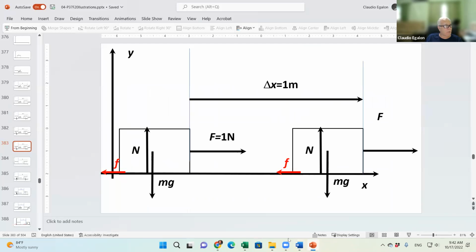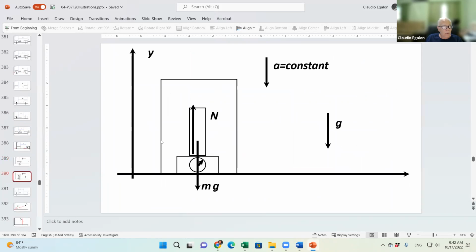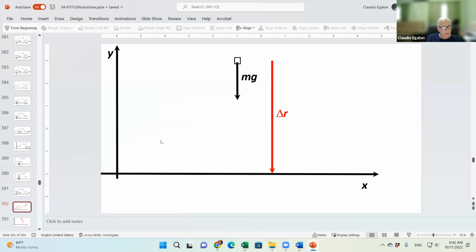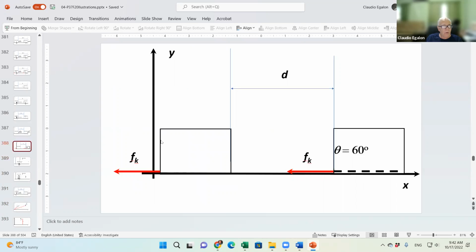Let me do a drawing here. I'm going to illustrate. Let me see if I already have an illustration here for you. It doesn't look like I have it, so I have to do that from scratch. Here you go. It's going to be something like that, right? You have normal and weight applied to this object. There's no 60 degrees. It's a flat surface.